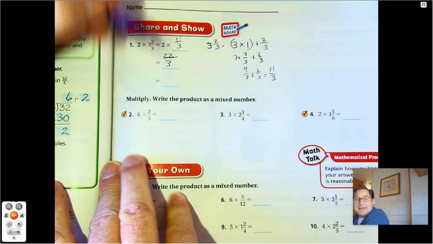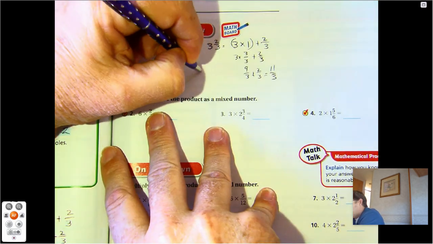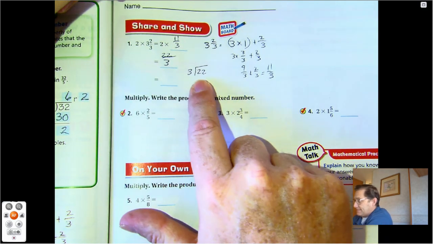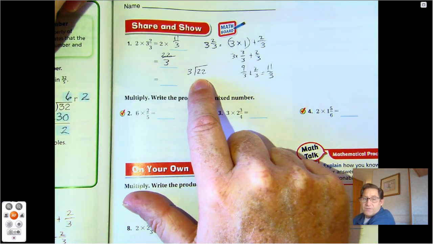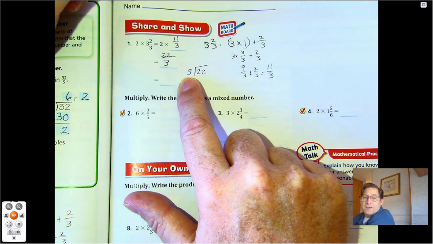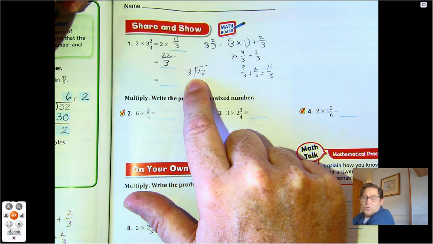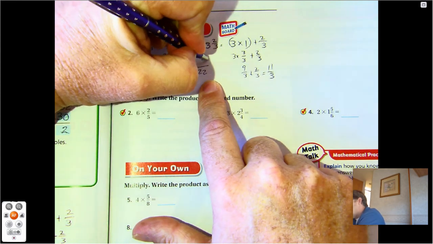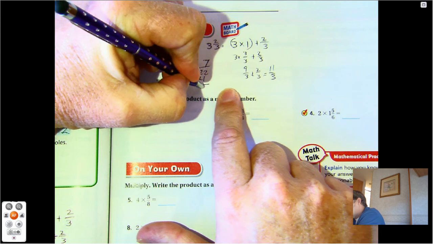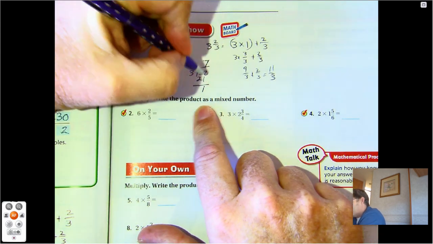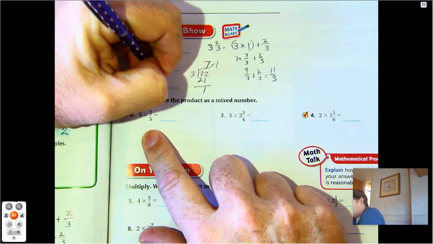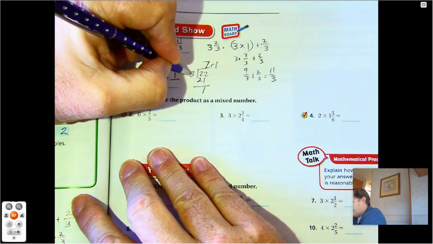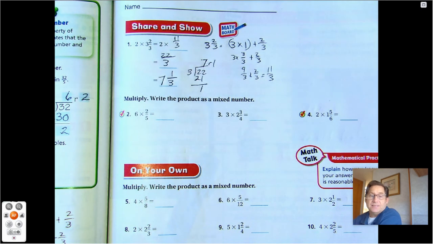We're going to rewrite that now as a mixed number. 22 divided by 3. I can't share 2 tens with 3 groups, so I'm going to rename that as 20 ones plus the 2 ones. 22 ones, so 7. 7 remainder 1. So 7 is the whole number, 1 is the numerator, and 3 is the denominator.